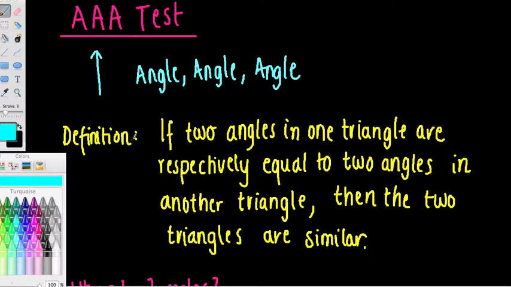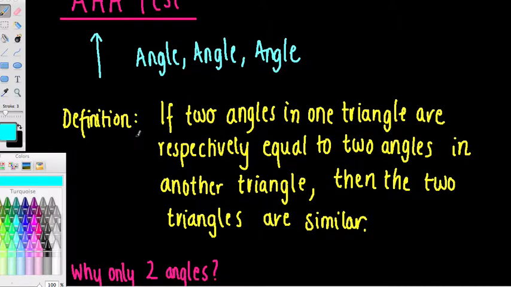I've written a definition for you. This is how it's written in your text. If 2 angles in one triangle are respectively equal to 2 angles in another triangle, then the 2 triangles are similar. We don't need to look at the side lengths. We don't need to check the scale factor or the similarity ratio at all. Once we know that these angles are the same, only 2 of them, you'll notice in the definition, then we know that they're similar.